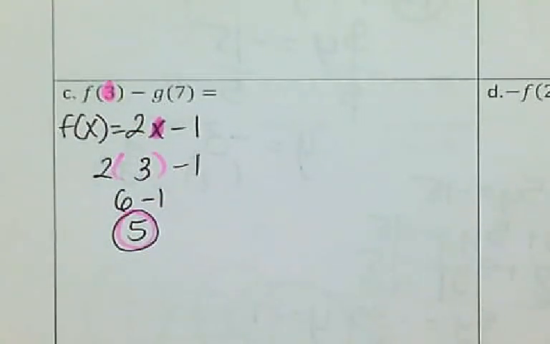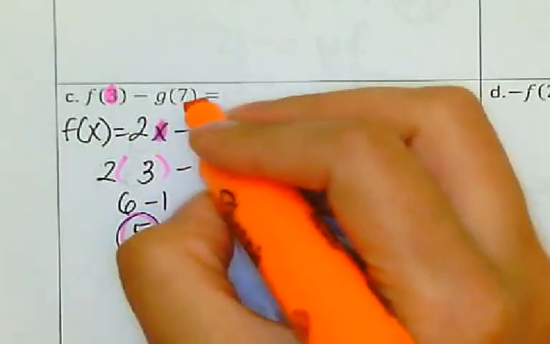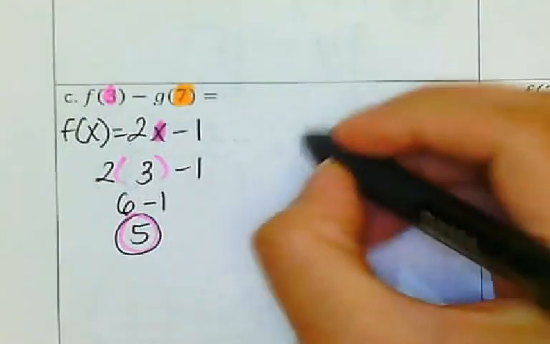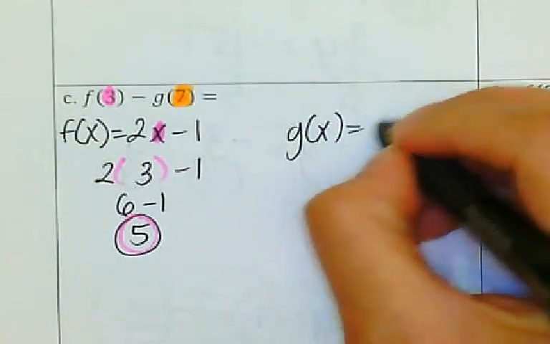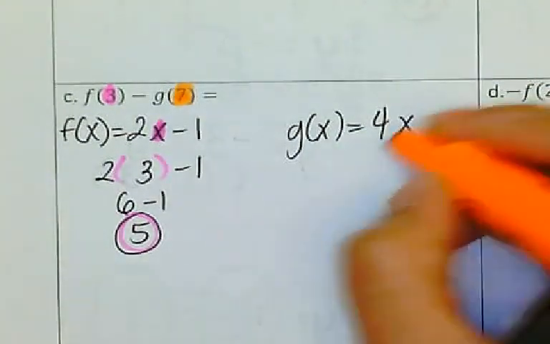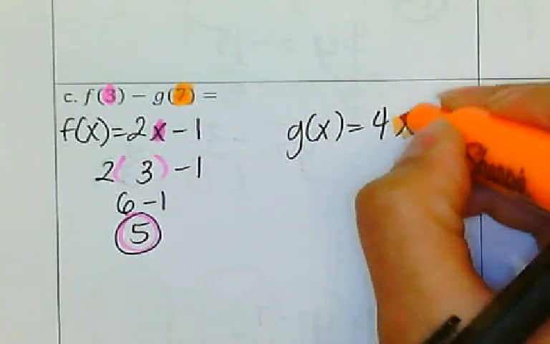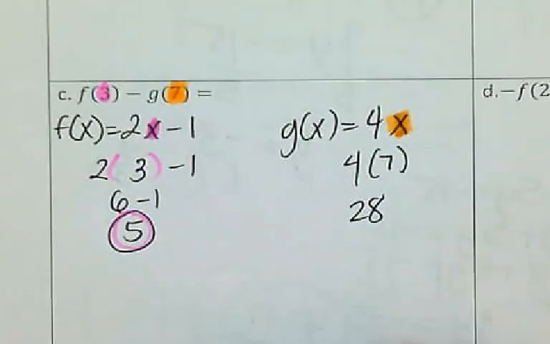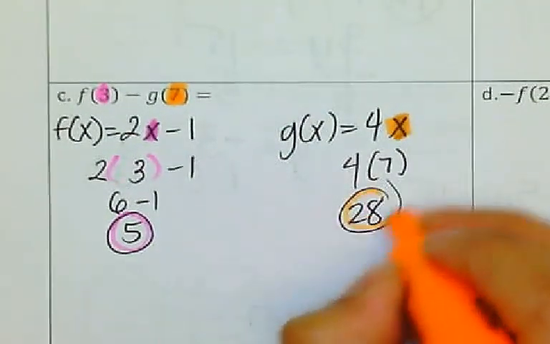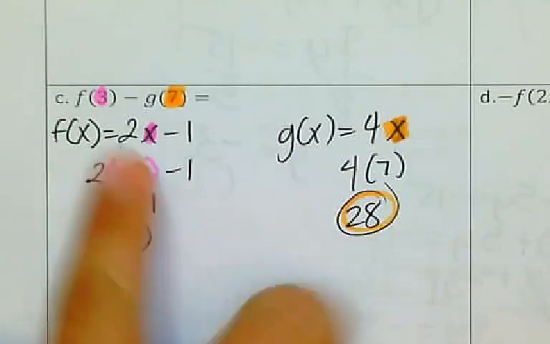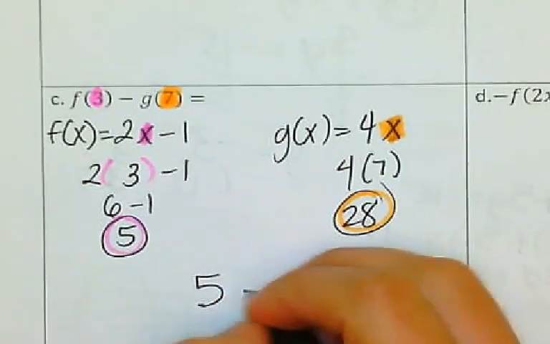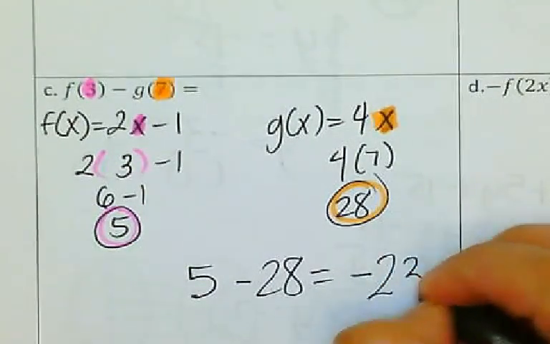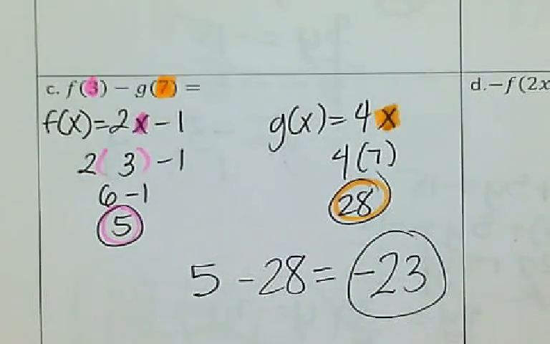So now they want me to evaluate g of 7. So instead of x, I'm going to have 7. So I'm going to do it here, original equation. And instead of x, 7, evaluate for 7. And that will be that. Now with those two values, subtract. So 5 minus 28, it'll give me negative 23. And that will be my answer.